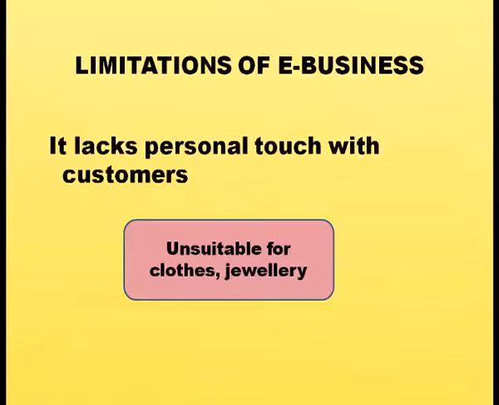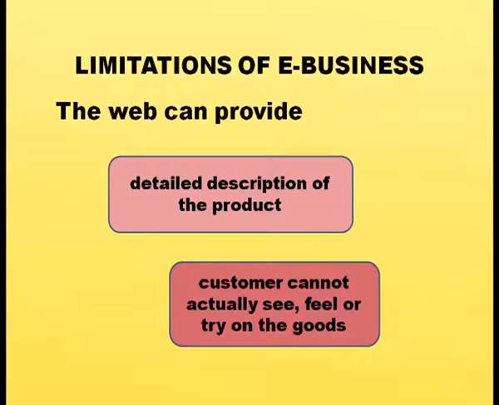But still I am saying e-business has certain limitations. That is, it lacks personal touch with customers. It is not suitable for clothes, jewelry, etc. because you want to touch that particular product and see whether the stuff is good, whether the color is lasting or not. Like that, you have certain tastes towards certain types of clothes or jewelry, etc. So, such type of personal touch you cannot have if you are going for e-business. Usually, e-commerce or the internet will provide a detailed description of the product, but customers cannot actually see that product or feel that product or try that product before they are buying.